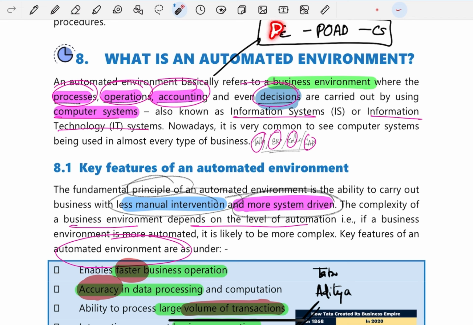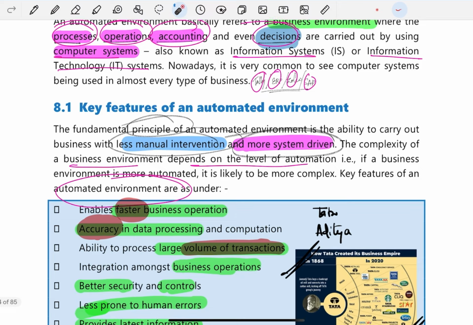Automated environment is basically a business environment where the process, operations and the accounting and even the decisions, the important keyword over here is decisions, are also carried out by using computer systems. So it is a business environment where process, operation, accounting and even decisions are also carried out by using computer systems. So what are the key features of automated environment?